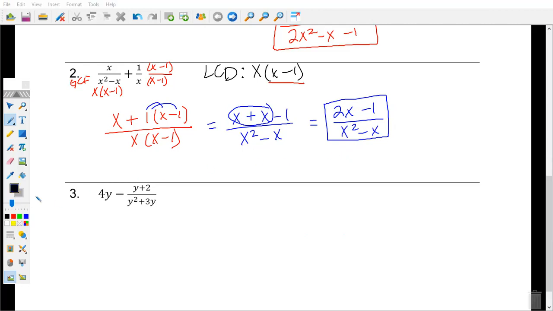Okay. I go back to my LCD to find my restriction, right? So step 7 is to find your restrictions. What are the restrictions on my x's? X cannot equal 1, and what else? 0, and x cannot equal 0. Oh, yeah, that makes sense. Because if I plug in 0, it's going to make everything 0, right? If I plug in 1, then it makes this 0.